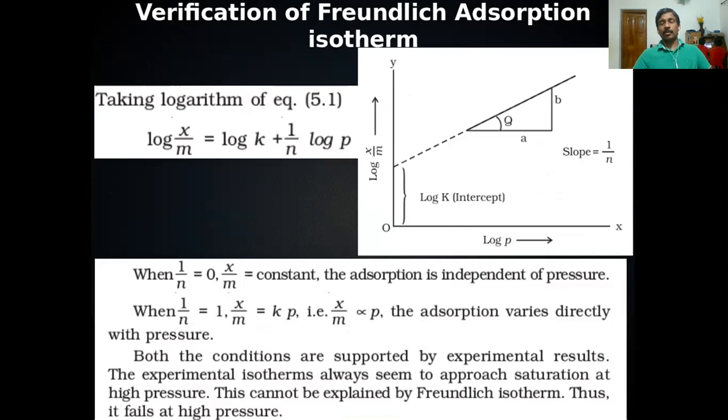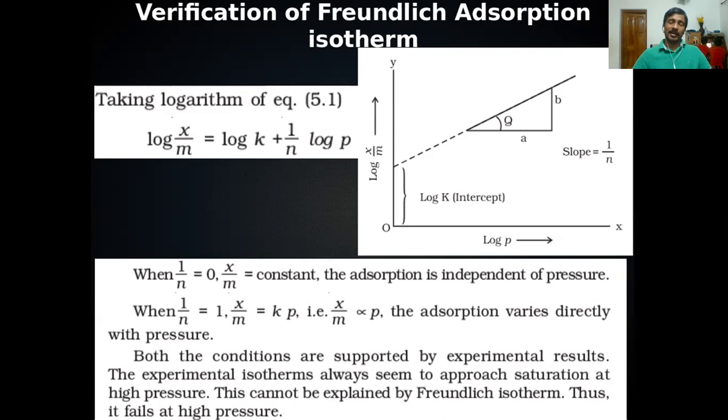You can plot log x by m against log p. This equation is in the form y is equal to mx plus c. Log k can be considered as c. So it is the equation for a straight line. If you plot log x by m against log p, you get a straight line.